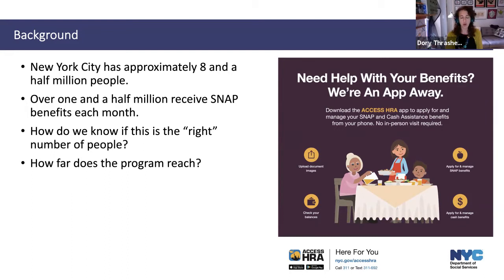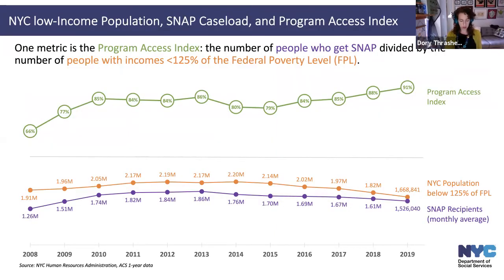But we don't know if that's the right number of people getting SNAP or how far our program actually reaches. So one really simple check we do is called the Program Access Index, which is just the number of people who get SNAP divided by the number of New Yorkers who have incomes less than 125% of the federal poverty line. We do this mostly because the USDA does this. They calculate it nationally and state by state, although they haven't done it for 2018 or 2019 yet.